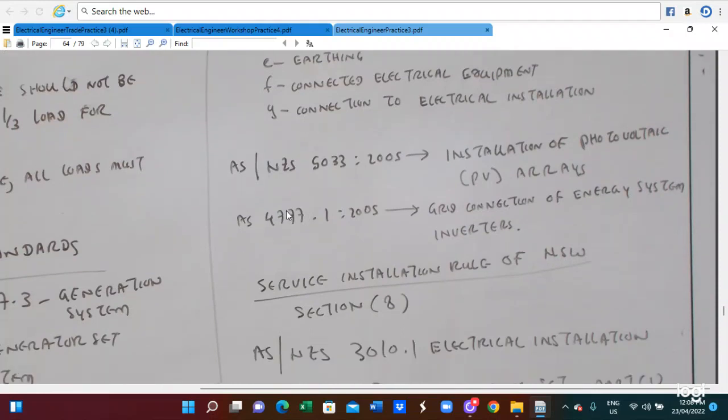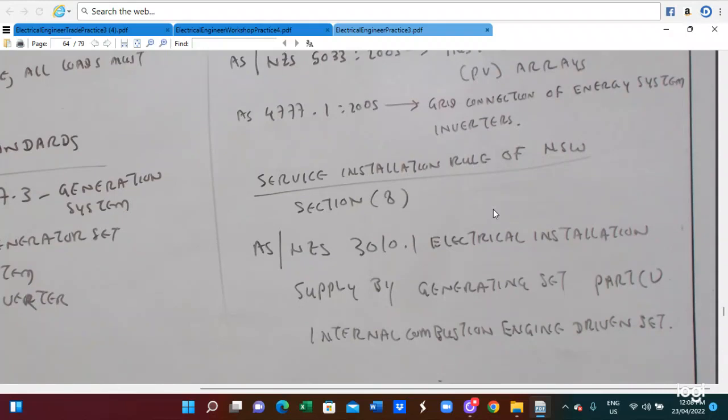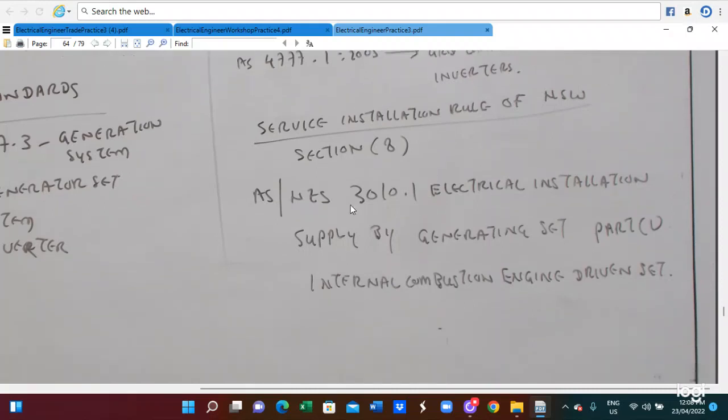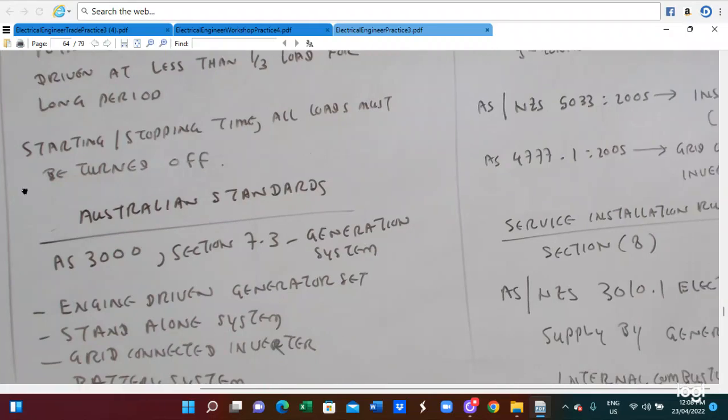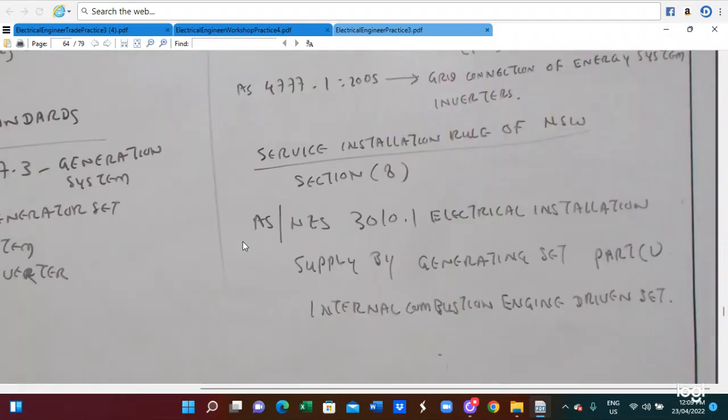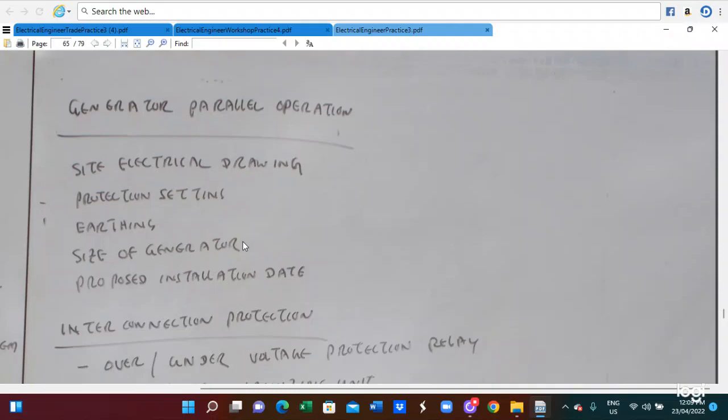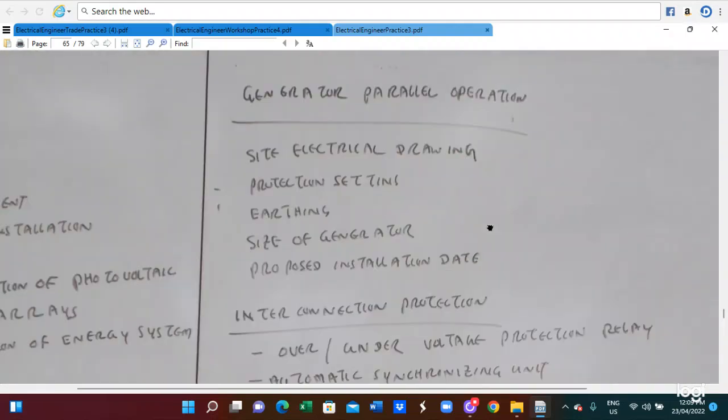AS4777, 2005 edition, mentions the grid connection of the energy system inverter. And also the Service and Installation Rules of New South Wales, section 8, mention the connection of the emergency system. In the meantime, AS/NZS 3010.1, electrical installation, supply by generator set, part 2. Also, international conventions for engine driven sets. Those are the rules and regulations that the installation of the emergency system must follow. In the meantime, we are talking about generator parallel operation.